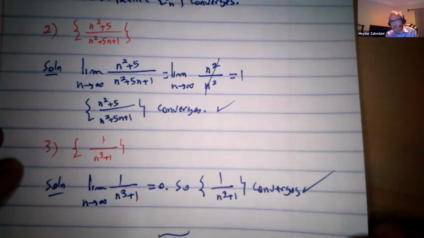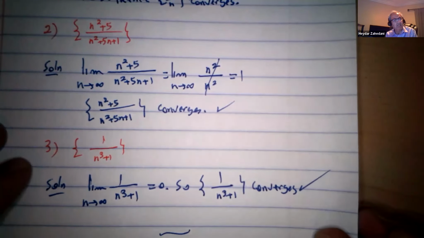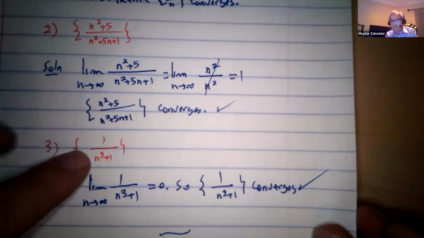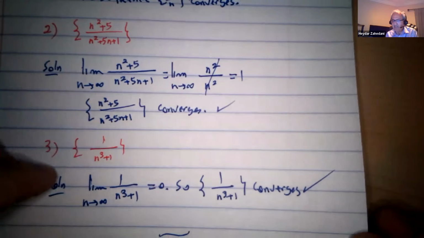So the first case is when the power of the top and the bottom is the same. This case is when the power of the bottom is higher, and you always get 0. And there is going to be one more case, when the power of the top is higher. So which one is it? 1, 2, 3, 4. Look at the fourth one. For the fourth one, you are going to have this sequence.